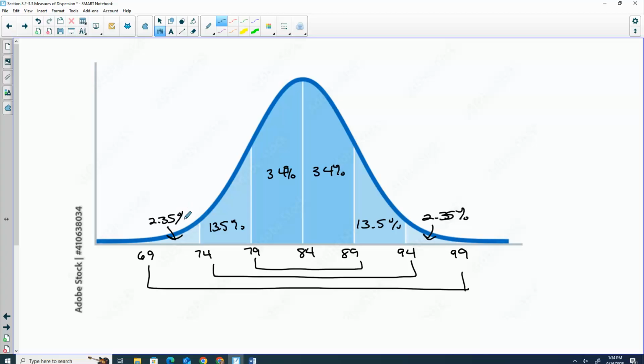Everyone knows where I'm getting these? How would you find the last little tail? 0.03 divided by 2. Because we had 99.7. Because 99.7 leaves 0.3%. Okay, so now we can answer our question, lower than 79. So if you're less than 79, it would be these three added together. So 0.15 plus 2.35 plus 13.5 is?